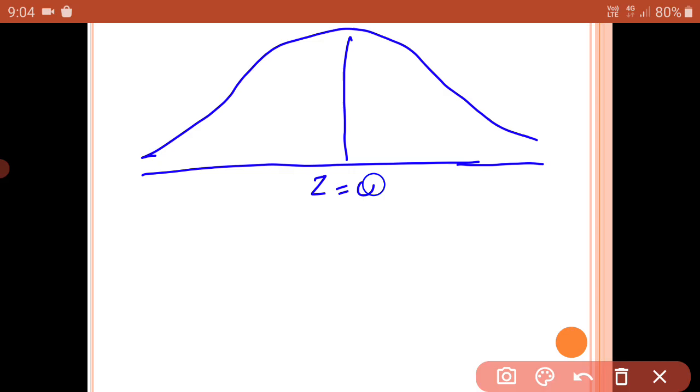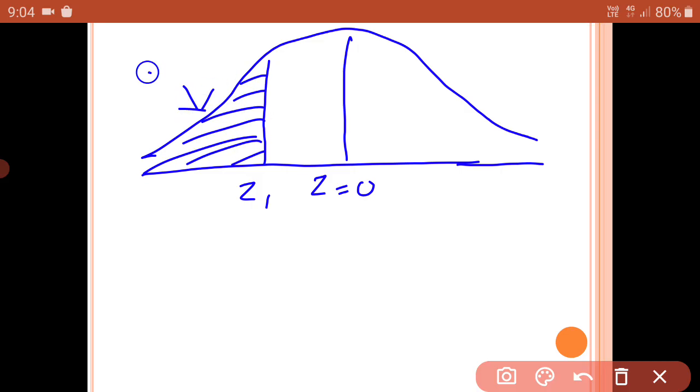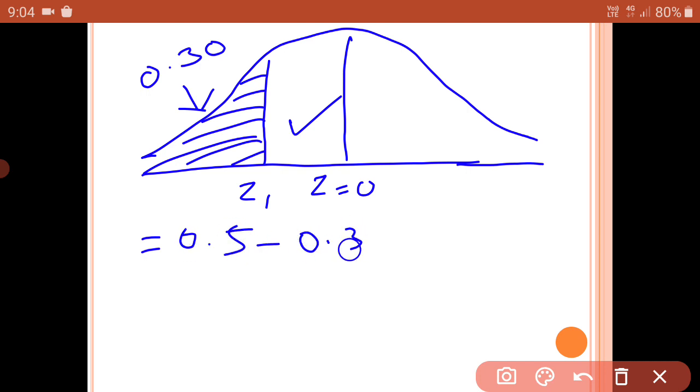Z is equal to 0. Less than, so we write on the left side, and this area is 0.30. So we find this area: 0.5 minus 0.30 is equal to 0.2000. Let's check this value in the reverse format.